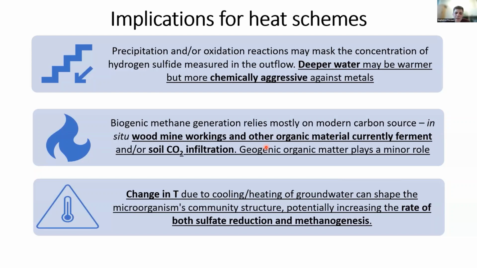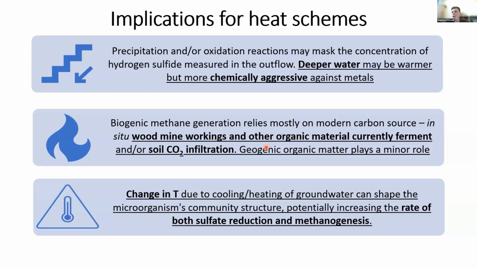As well, biogenic methane generation relies mostly on modern carbon sources, which are probably more bioavailable. As we have also seen in the first presentation, there is a lot of wood in the mine workings, and this is actually true. We have a lot of leftover organic matter in the mine workings, which has a modern radiocarbon signature. This organic matter ferments, and that may be the reason why we have this methane with this radiocarbon content, pointing to a modern source. Or we can have a soil carbon dioxide infiltration.